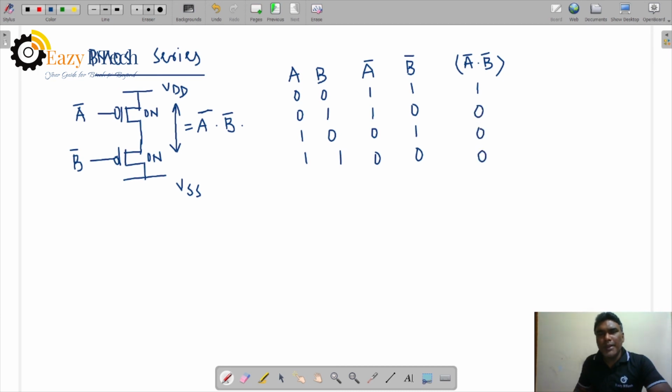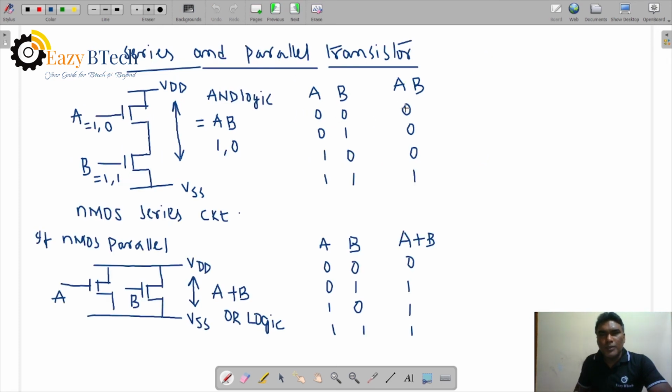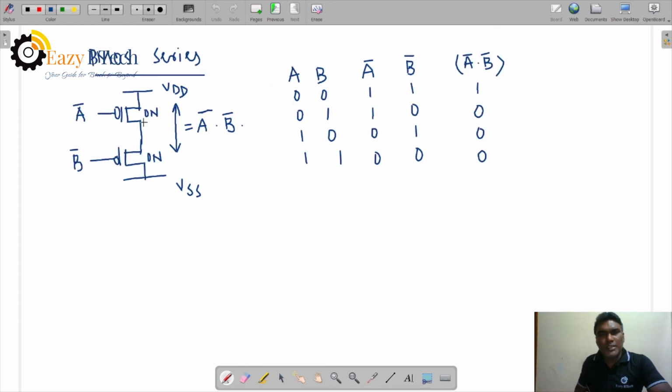So it is a complement of NMOS series. NMOS in series is AND gate logic. So what is the output here? For 00, 01, 10, 11 it is 0, 0, 0, 1. Now if PMOS are in series, what is the logic here? Complement of AB. You see this one, complement of AB, which is A complement into B complement. So complement of AB is 1, 0, 0, 0.